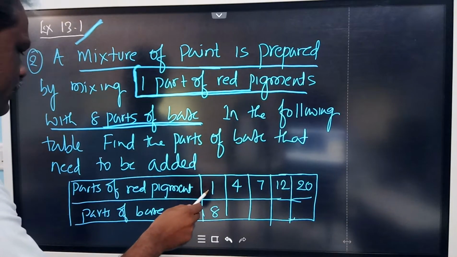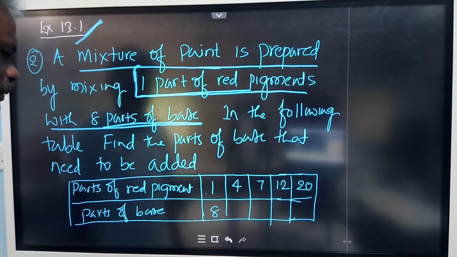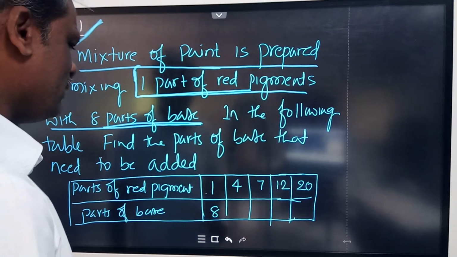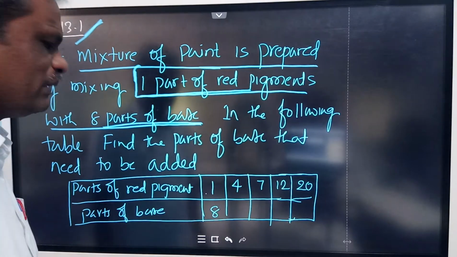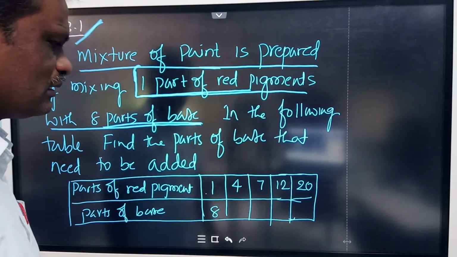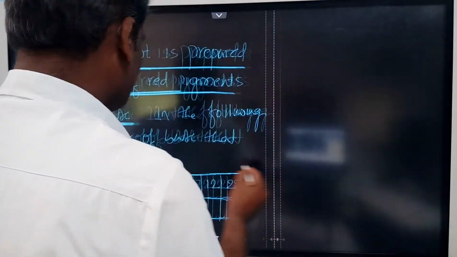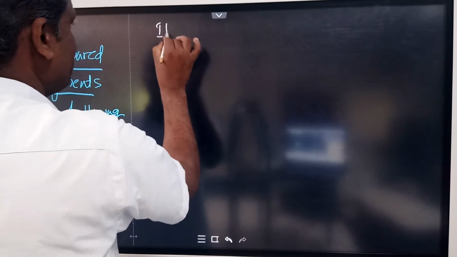So here 1 part of the pigment is mixed into 8 parts of the base. Now if you make it 4 parts of the red pigment, how many parts of the base should be taken? That is the question. Since it is in direct proportion, you can write it as a proportion.